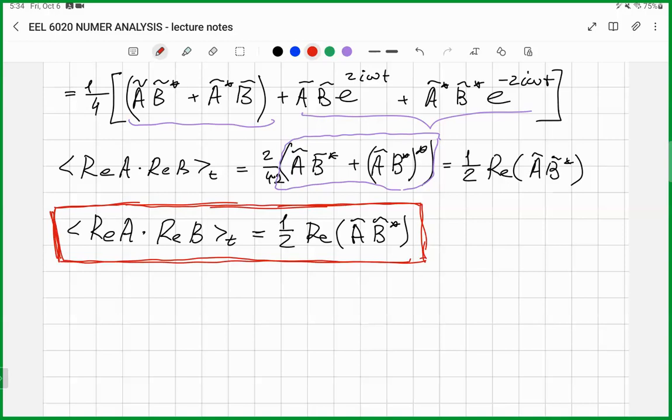So if you're interested in the time average value of any product of two quantities that depend on one frequency, so they are harmonic functions, A and B are harmonic functions, you can represent them in the complex form using the real part of A tilde times e to the power of i omega t. And after these calculations, we came to this simple formula. So you need to take 1/2, and then the real part of the product of A tilde and B tilde complex conjugated.